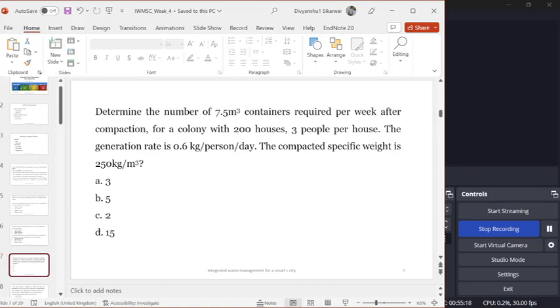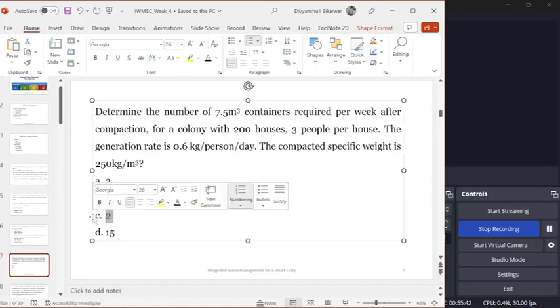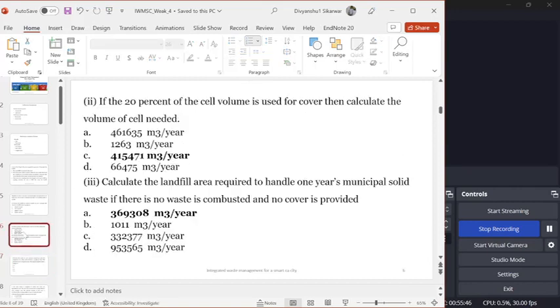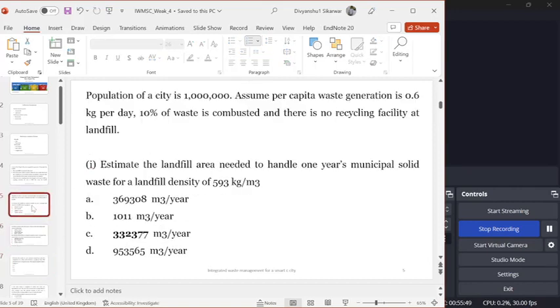So we require at least two containers of 7.5 meter cube to accommodate the waste generated from 200 houses, where each person is generating a waste of 0.6 kgs per day, and the waste is compacted to a specific weight of 250 kg. So the correct answer for this question is C. This question is similar to the question we attempted previously.